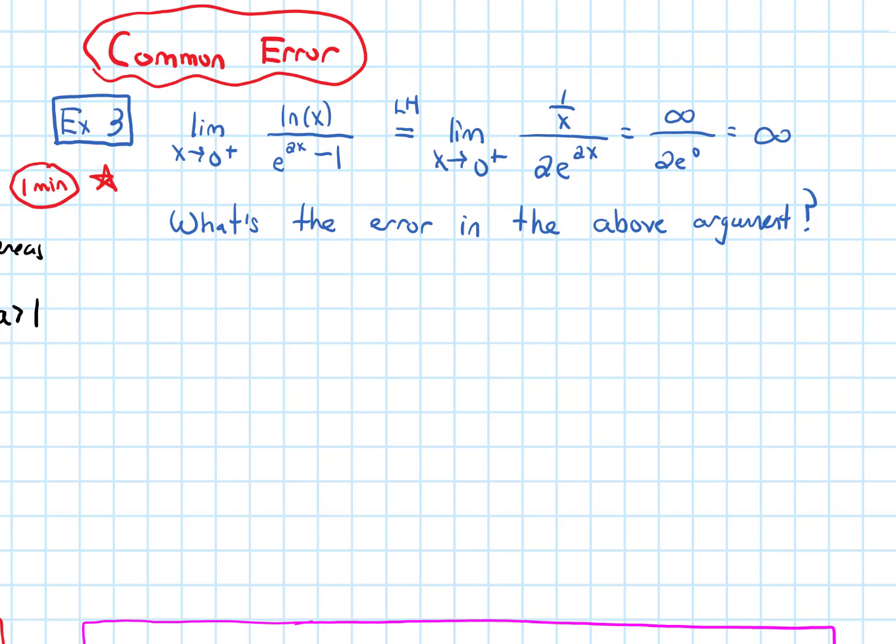In this video, we'll talk about a common error that folks make in L'Hopital's questions. So I want to look at an example in which we have the limit as x approaches 0 from the right of ln of x over e to the 2x minus 1. And these are all the steps in a particular solution. And the question is, what's the error in this above argument?